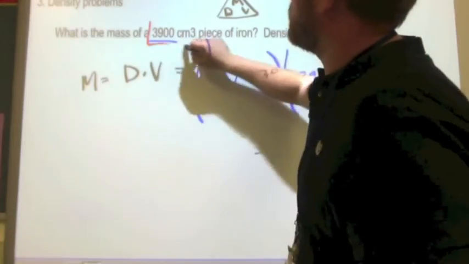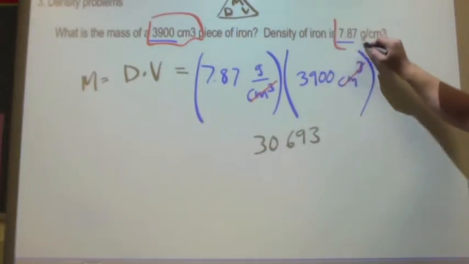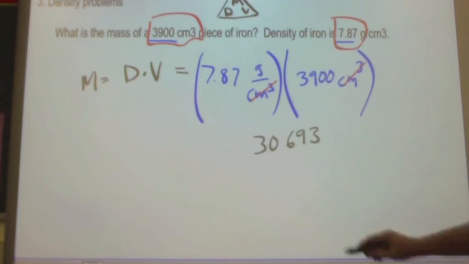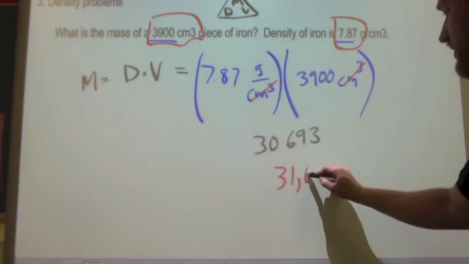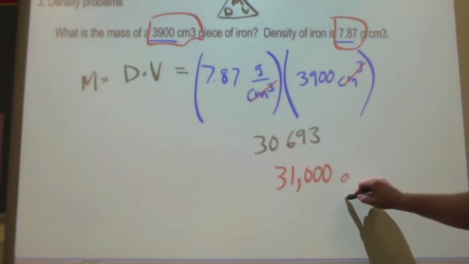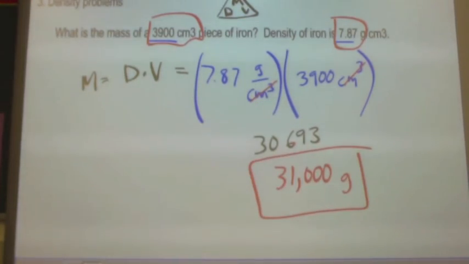Let's check sig figs. I'm seeing 2 sig figs there. I'm seeing 3 here, 2 sig figs. So we have to make this 2 sig figs. This 6 makes that round up, so I'm going to say 31,000 grams. That is the mass.